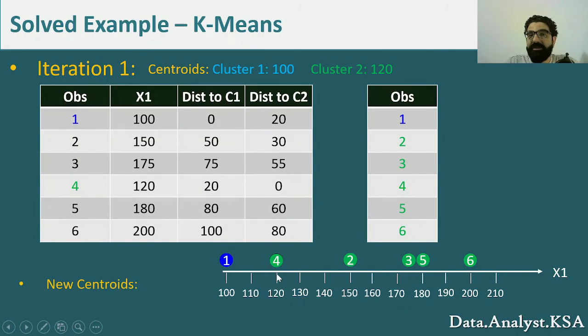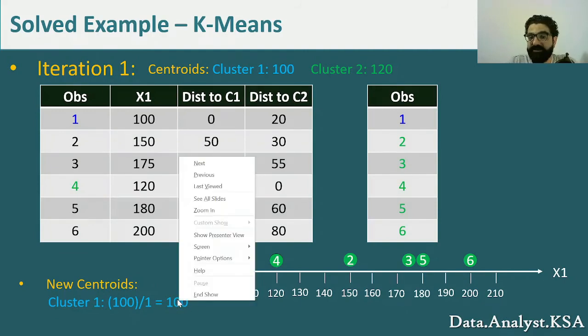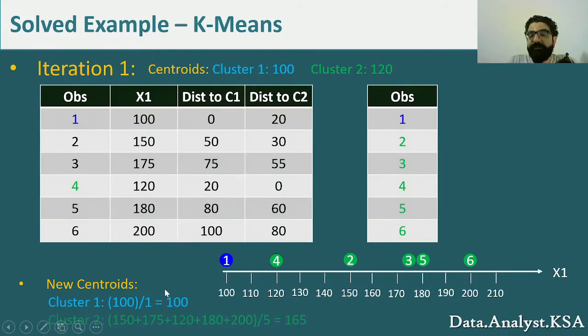And as we mentioned, the new centroid is going to be the average of all the points in the cluster. So for cluster 1, it's going to be 100 over 1, so it's going to remain as 100. And for cluster 2, I'm going to sum 120 plus 150 plus 175 plus 180 plus 200, and divide it by 5. So I'm going to end up with 165, so the centroid of the cluster will be somewhere around here.